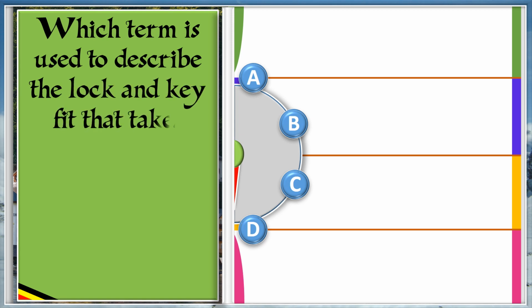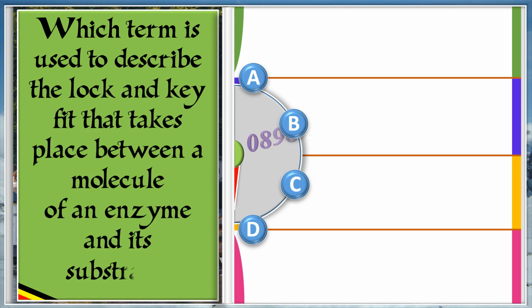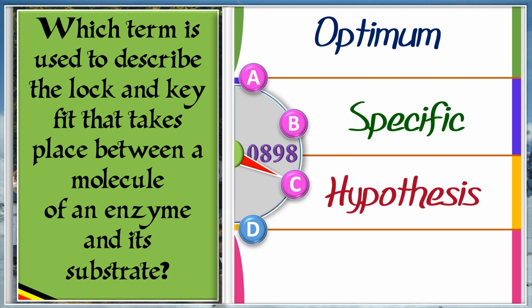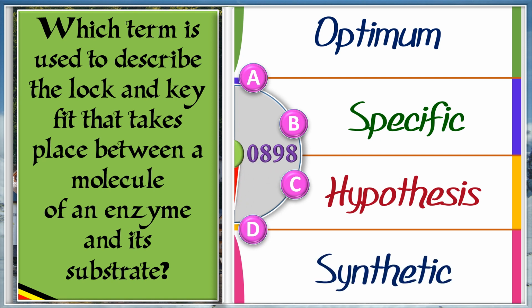Which term is used to describe the lock and key fit that takes place between a molecule of an enzyme and its substrate? A. Optimum. B. Specific. C. Hypothesis. D. Synthetic. And the answer is C. Hypothesis.